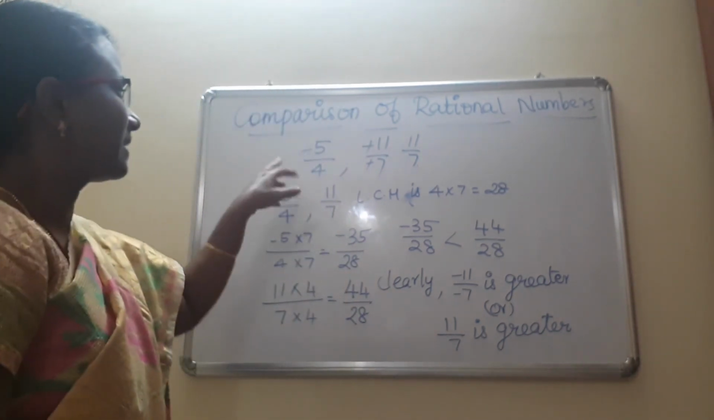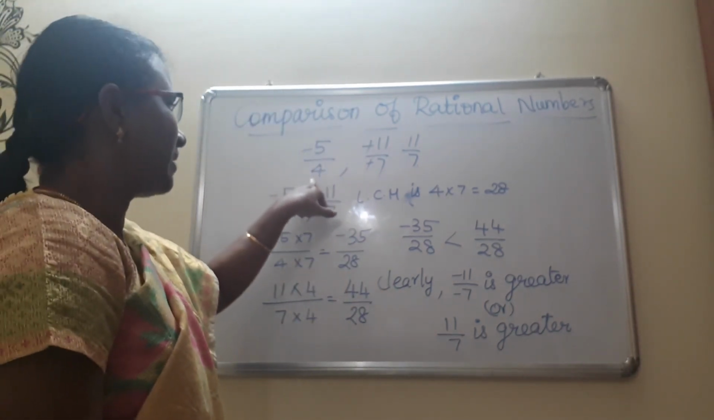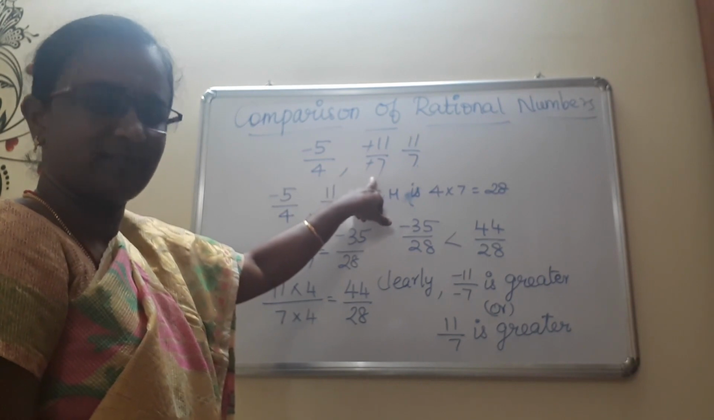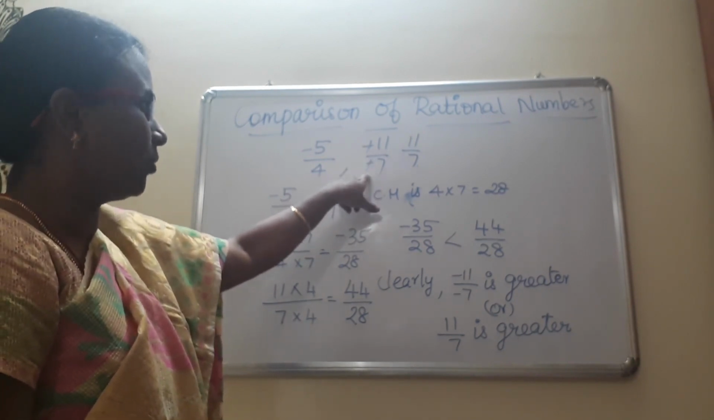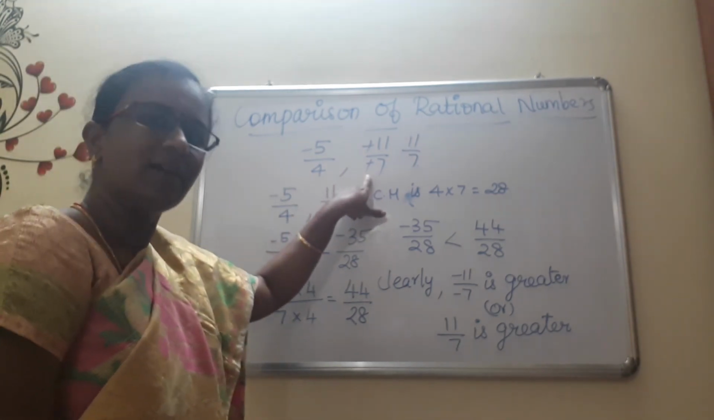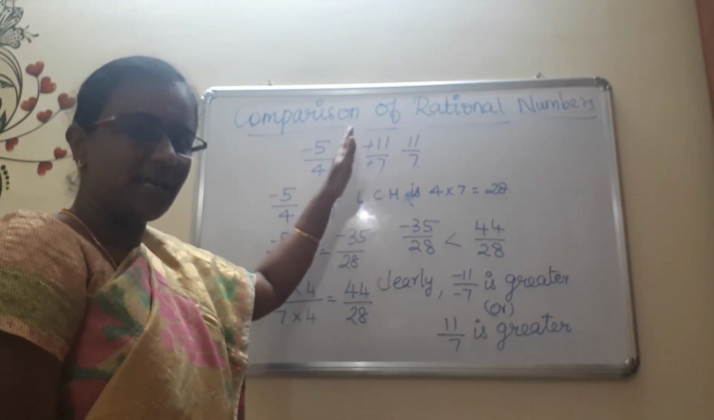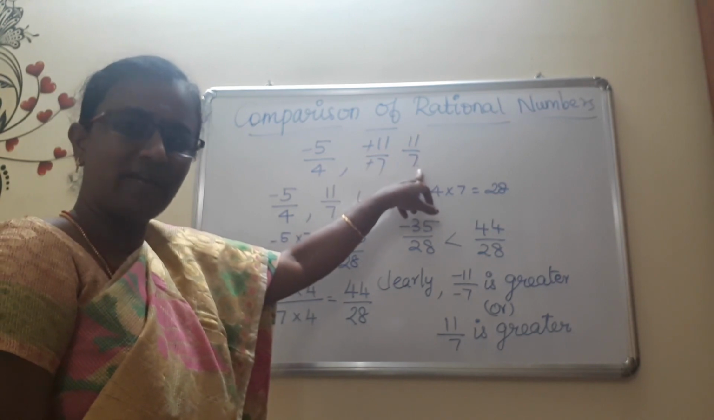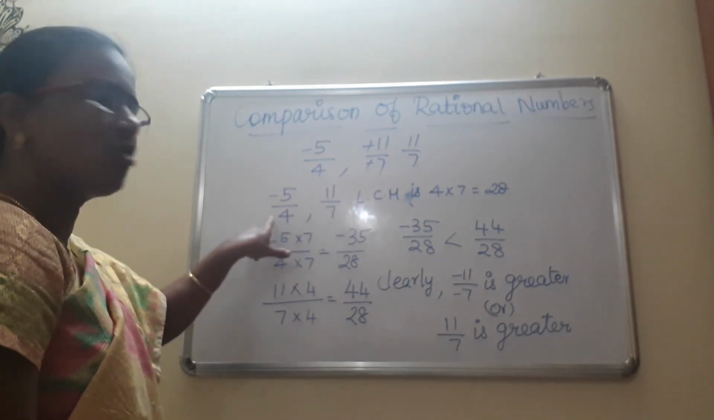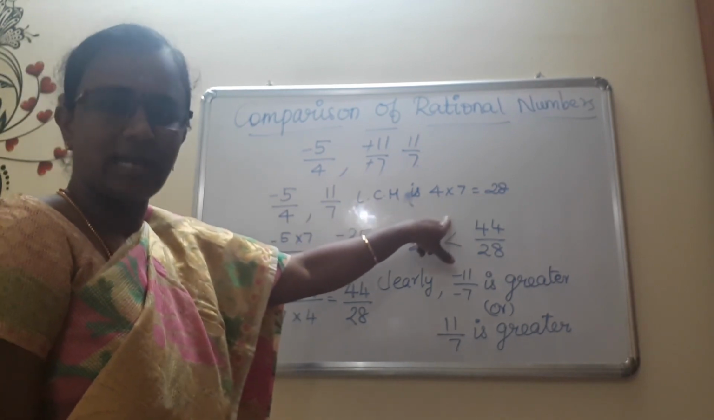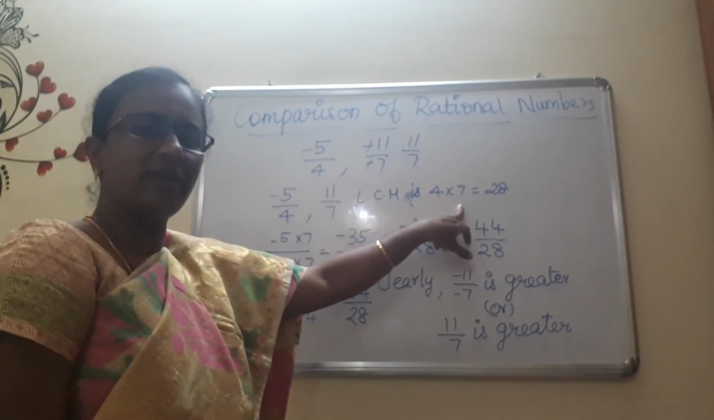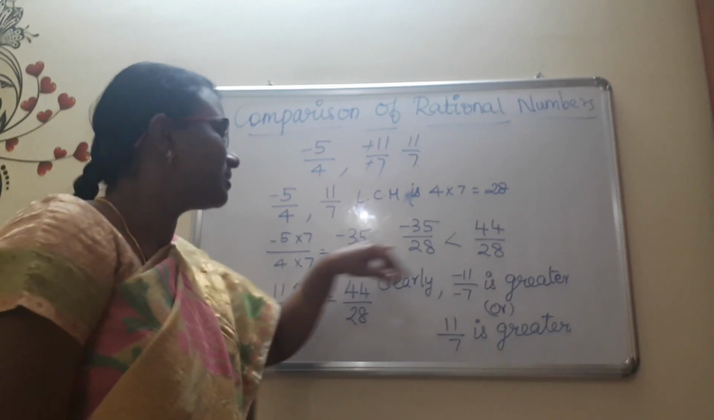Okay, so once again I will repeat this sum. Minus 5 by 4 and minus 11 by minus 7. Here both the numerator and denominator have minus, so we can easily cancel this. So the answer is 11 by 7. And one more thing, the denominators are not the same, so let me take the LCM. So 4 into 7 is 28.